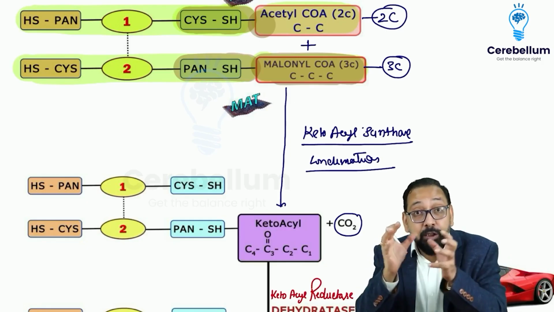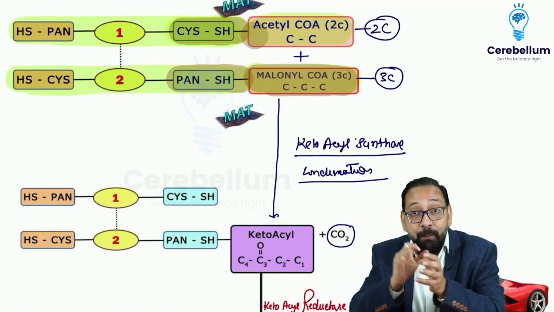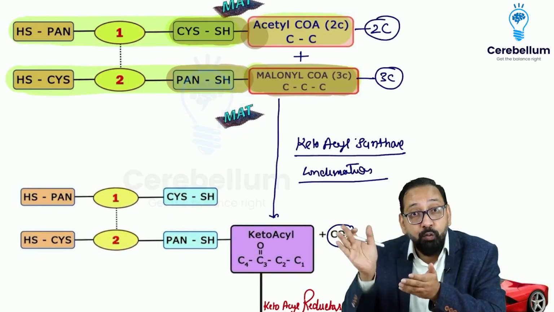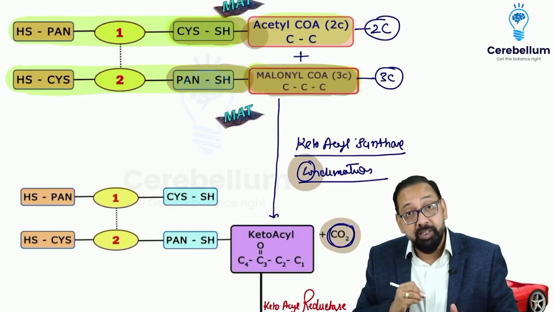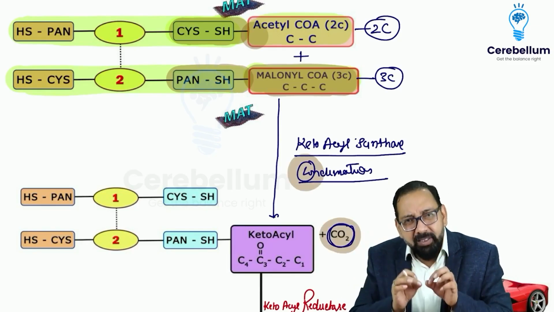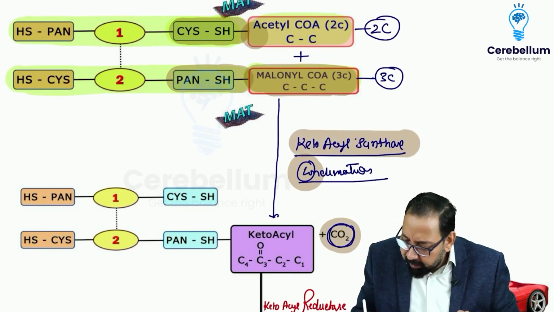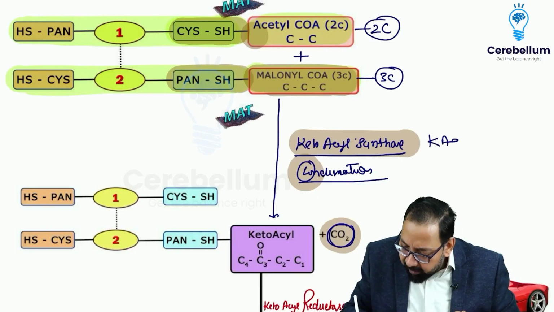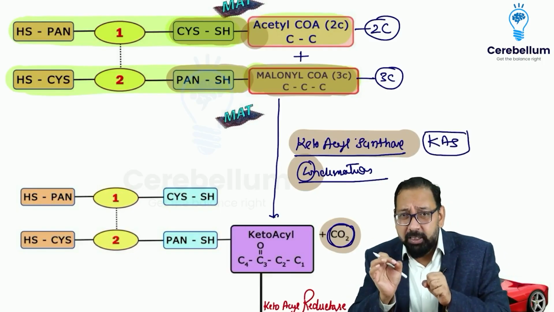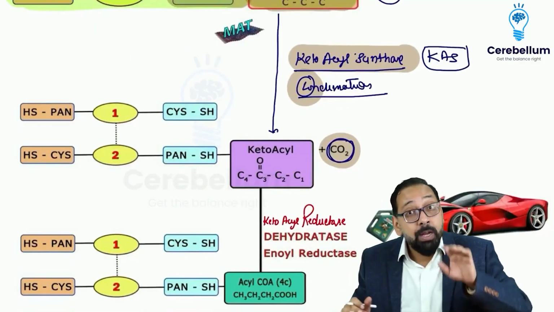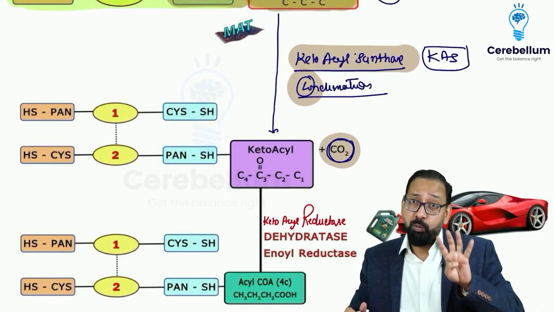Condensation means these two units are condensed. When they are condensed, 1 carbon is removed. C4 condensation, C4 CO2. This is a frequently asked question in fatty acid synthesis. In the condensation reaction, CO2 is removed. What is the name of the enzyme? Ketoacyl synthase, KAS. Condensation reaction, ketoacyl synthase. Now a 4 carbon compound is formed.